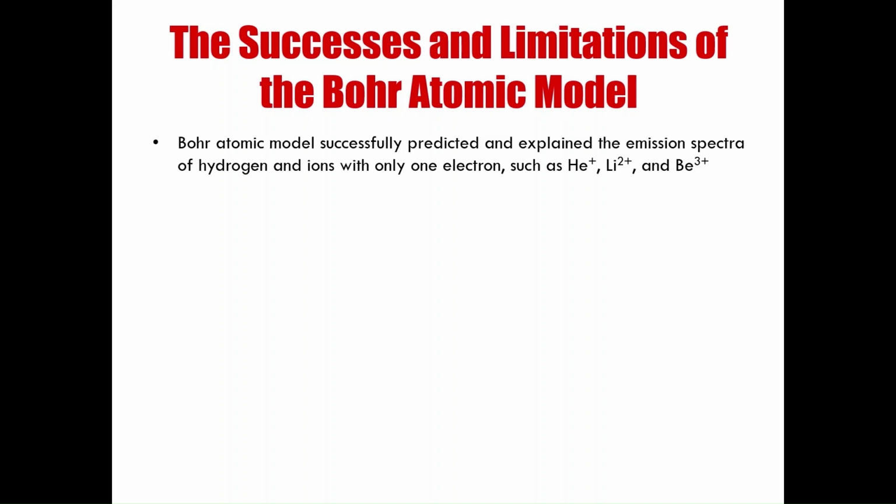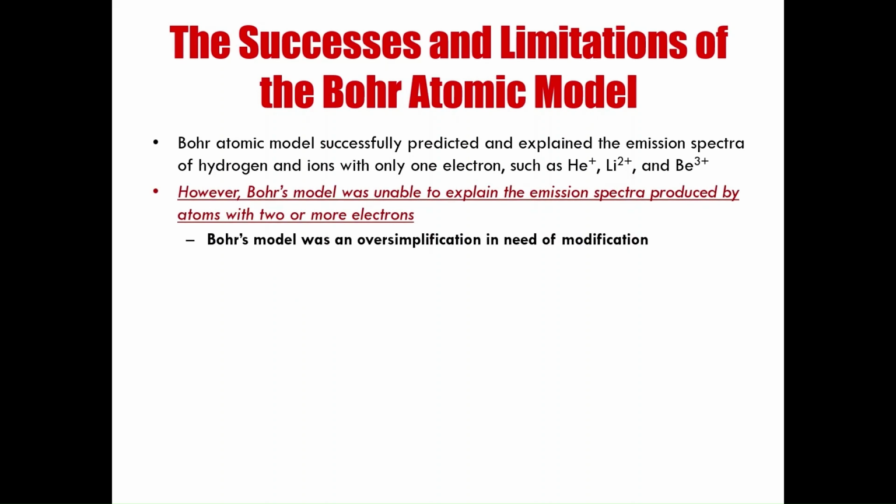So what are the successes of this model? The successes of this model were that it predicted and explained the emission spectra of really any atom or ion that had only one electron. However, it was not capable of explaining the emission spectra of atoms or ions with 2 or more electrons. Bohr's model was an oversimplification in need of modification.